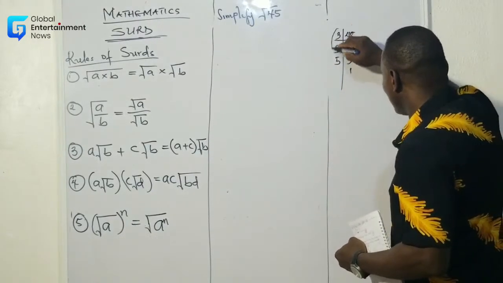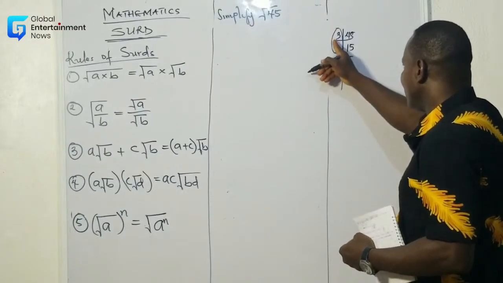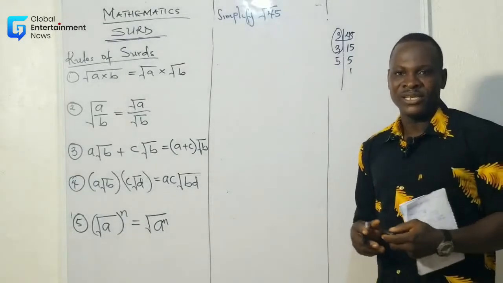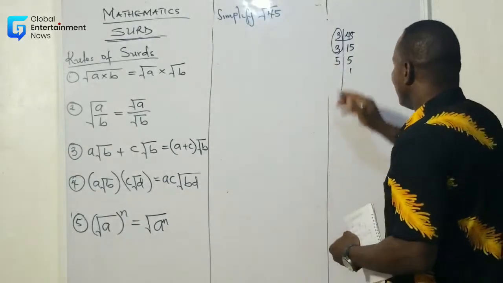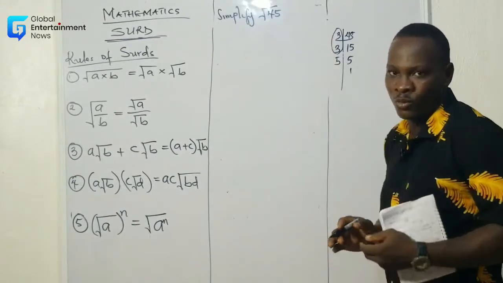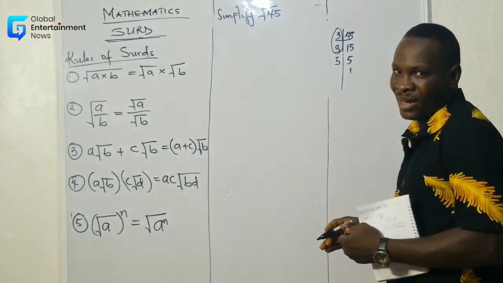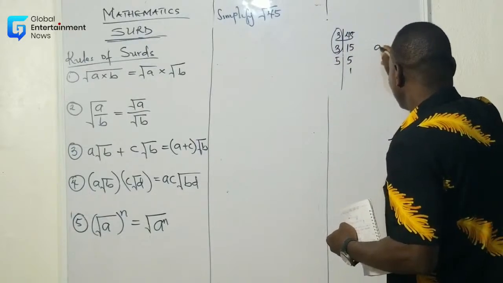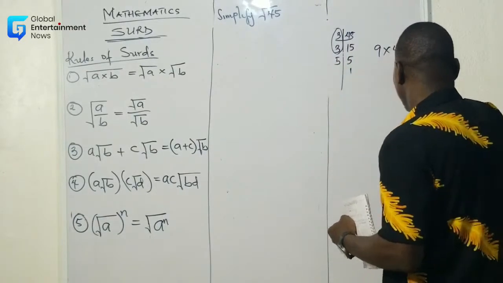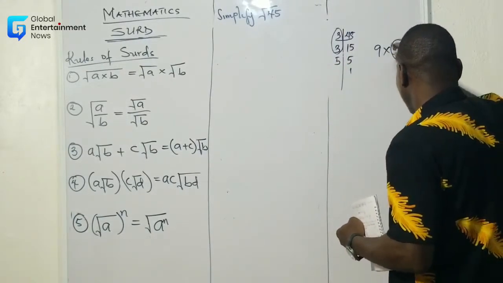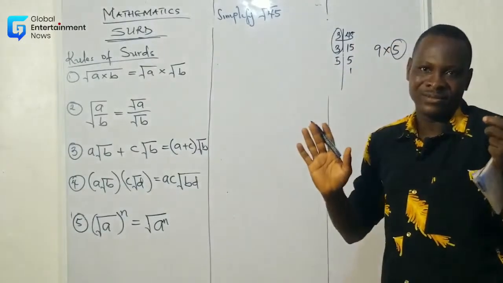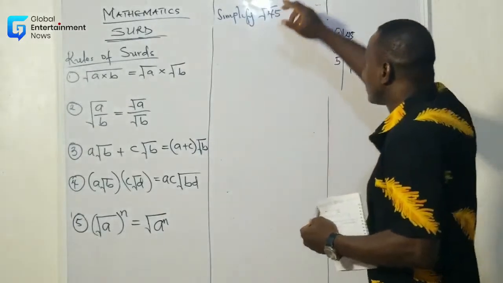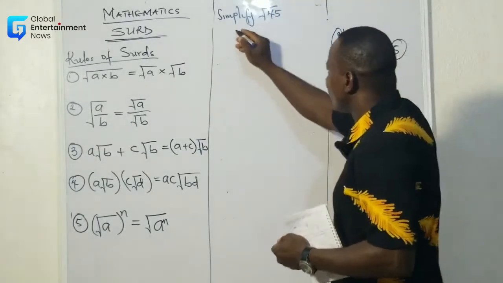Looking at these numbers, if you multiply them, it's not going to give us an irrational result, but it's going to give us a rational number. I'm talking about a perfect square. 3 times 3 is what? 9. That is 9 times 5. You are going to see that we have a rational number that cannot be broken again. And what is that irrational number? 5. Can we break 5? No.